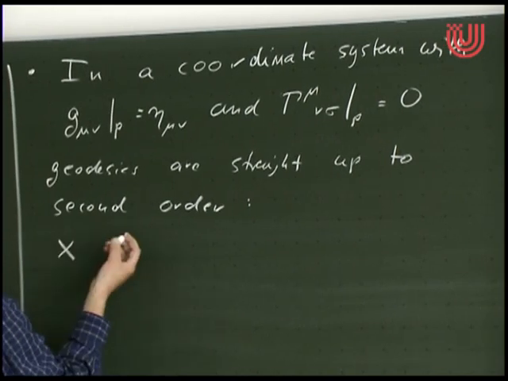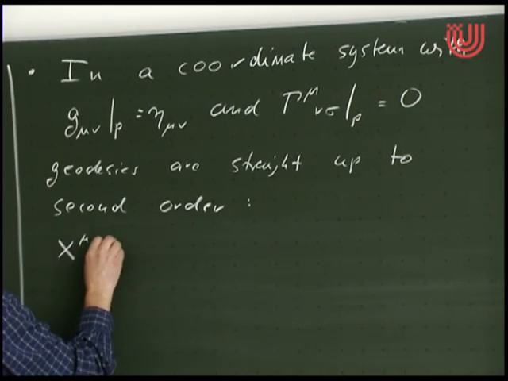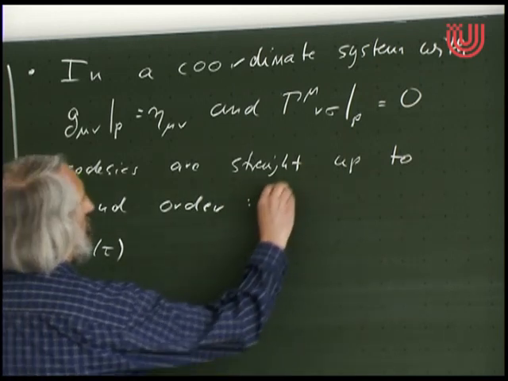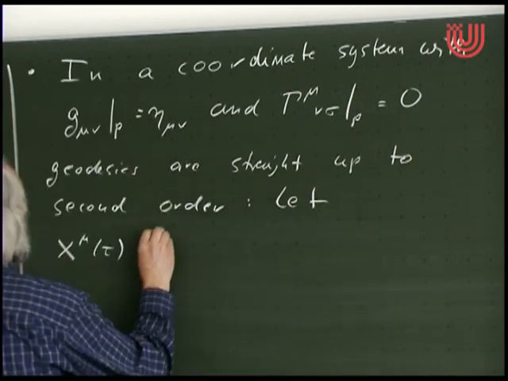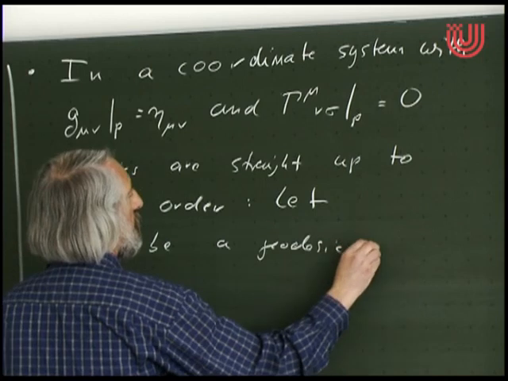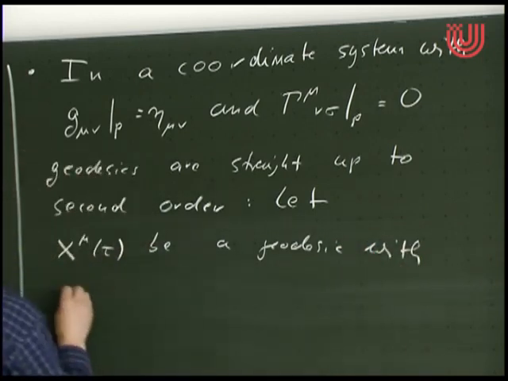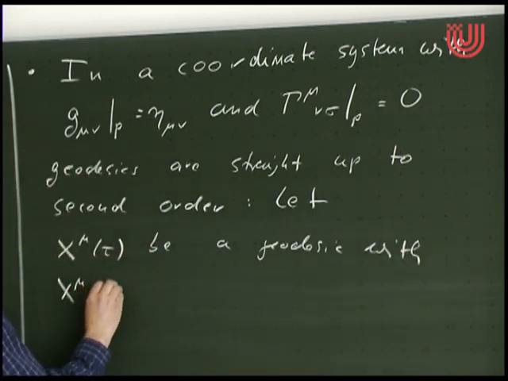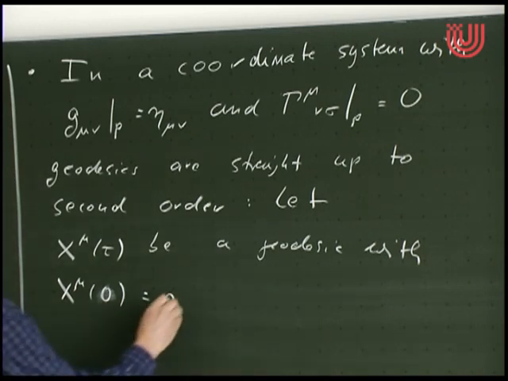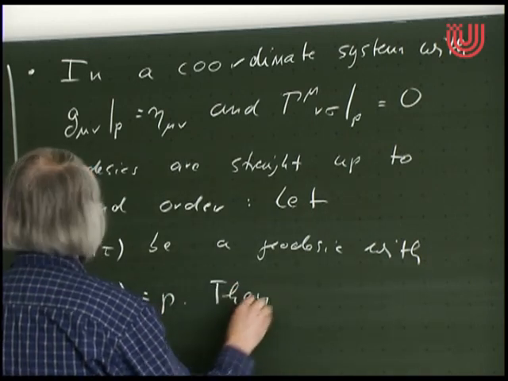So if we have a geodesic, say we have a curve x^μ(τ) which is a geodesic, then we can approximate it. So let x^μ(τ) be a geodesic with x^μ(0) as our point P. We arrange things in such a way that it passes through the point P at τ equals 0. So then we can write a Taylor expansion.